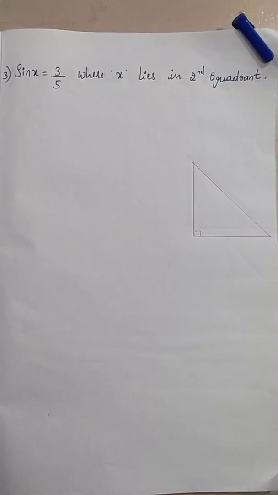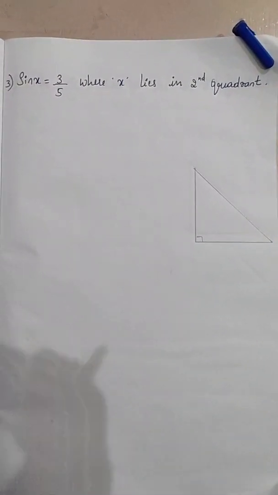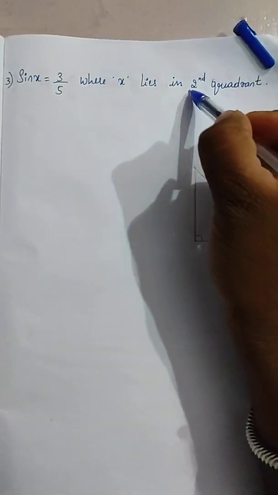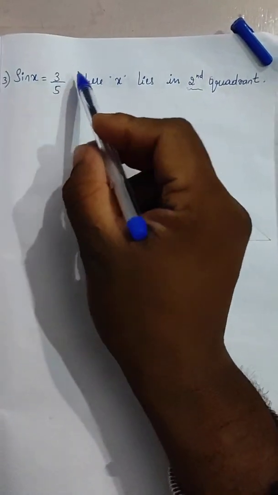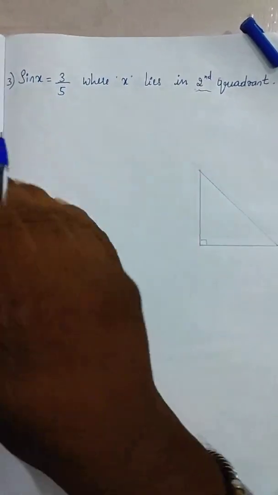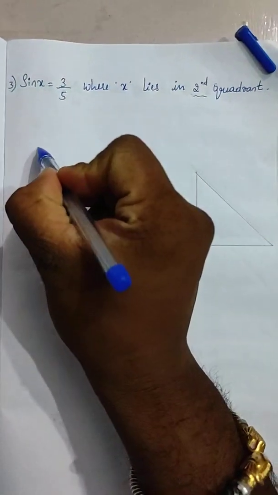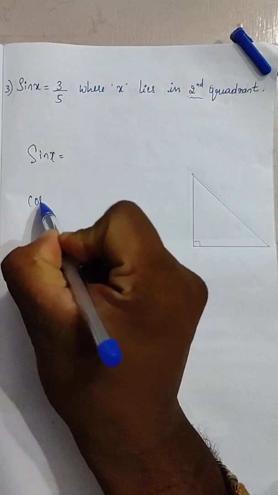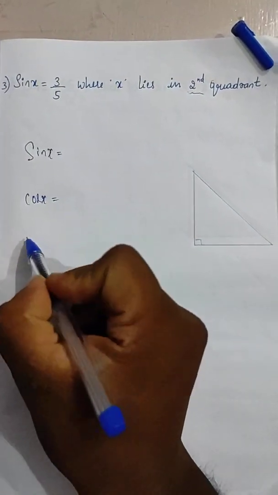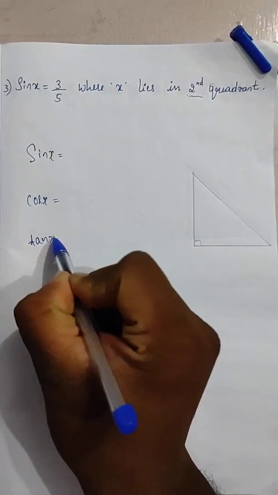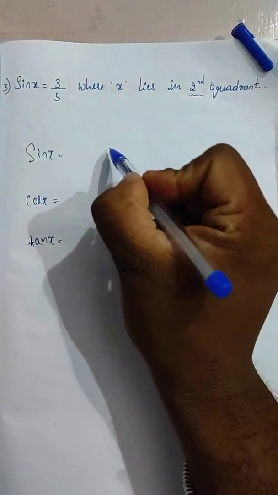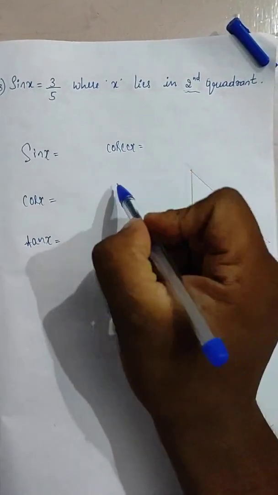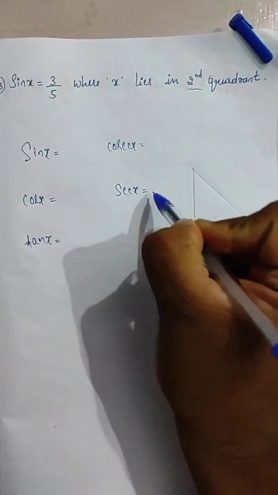Students, now we'll go for the next problem. The next problem is sin x is equal to 3/5, where x lies in the second quadrant. Since x lies in the second quadrant, the given ratio is sin, so it is positive. Is it clear? So let me write the other ratios: sin x, cos x, tan x, cosecant x, secant x, cot x.